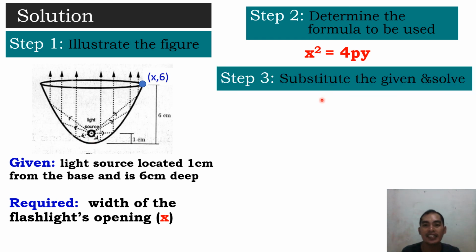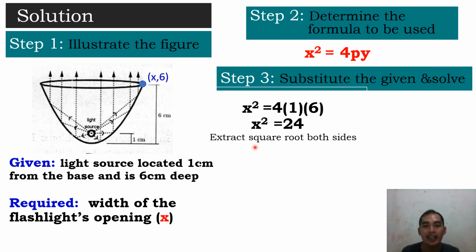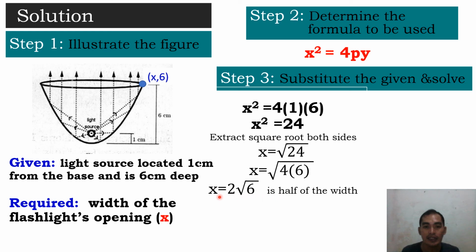Okay. Now, next is you substitute the value. So, ano yung value? The value of y is 6. Okay? The value of y is 6. And the value of p from the vertex to this source of light is 1. So, that's the value of p. You just multiply. 4 times 1 is 4 times 6 is 24. Get the square root of both sides. So, x equals the square root of 24. But 24 can be factored as 4 times 6. And 4 is a perfect square of 2. That is why we have here x equals 2 times the square root of 6.